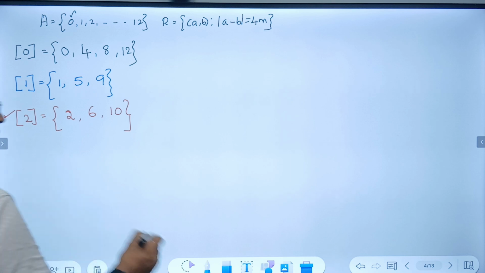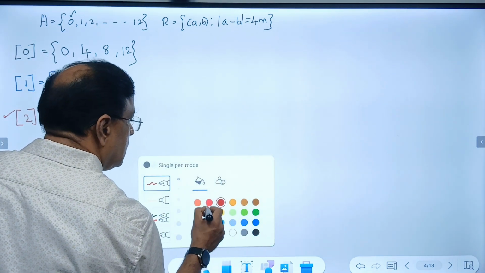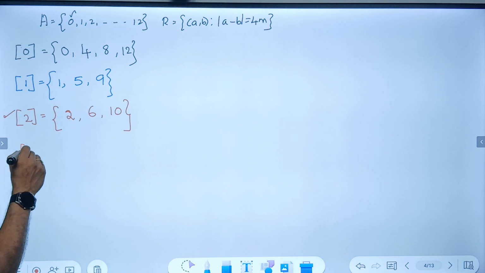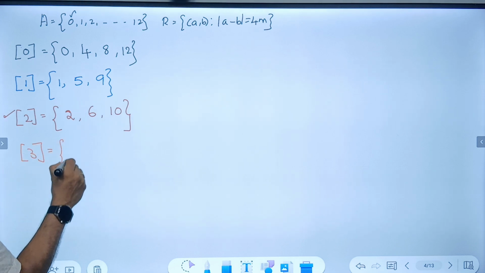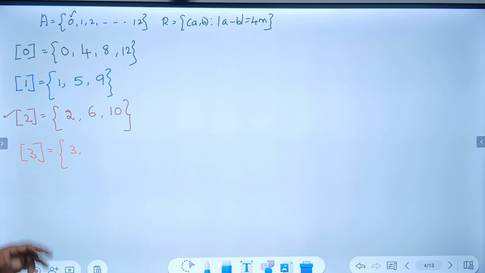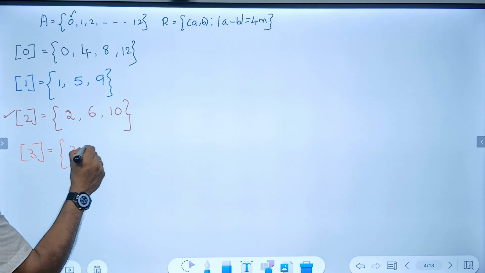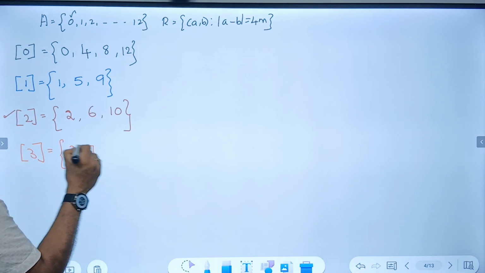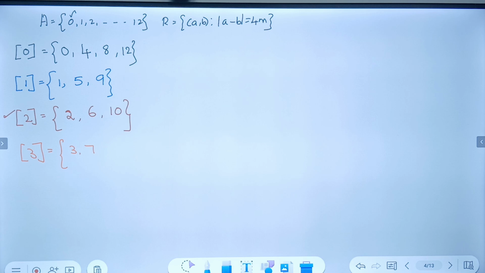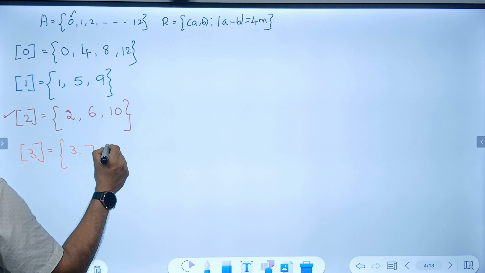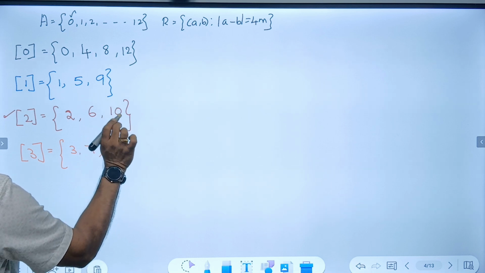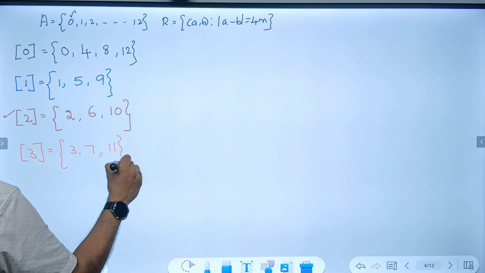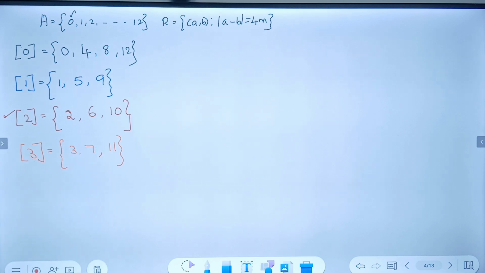Now let's go to the equivalence class of 3. What is the equivalence class of 3? Definitely it should have 3. And then what else? Not 8, sorry, 7. 7 minus 3 is a multiple of 4, correct? And then you should have 11. 11 minus 3 is 8, which is a multiple of 4. This is the equivalence class of 3.